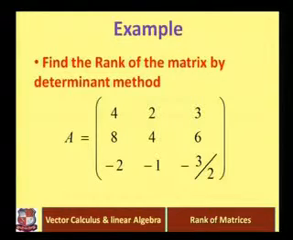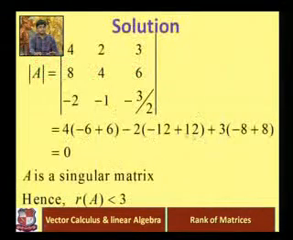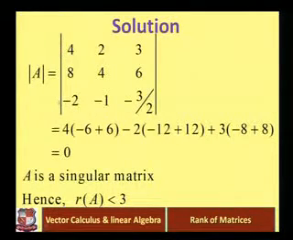Okay, let's take another example for rank of the matrix equal to 1. For that we choose matrix A equal to [4 2 3; 8 4 6; minus 2 minus 1 minus 3/2]. First of all we find the determinant of that 3 by 3 matrix, and it is solved by this pattern.